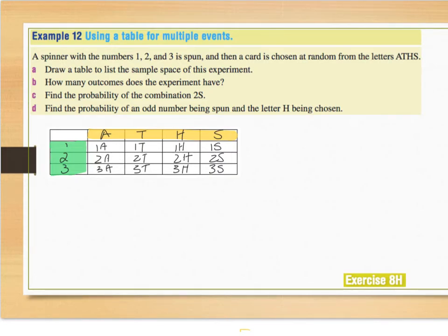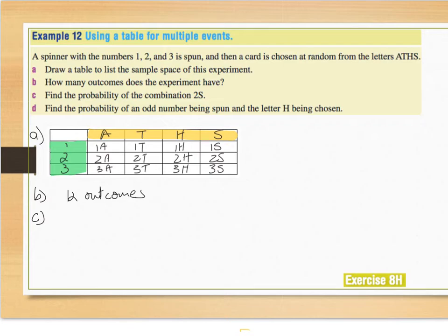So that was drawing the table, A. Question B: how many outcomes does the experiment have? There's 12 outcomes.